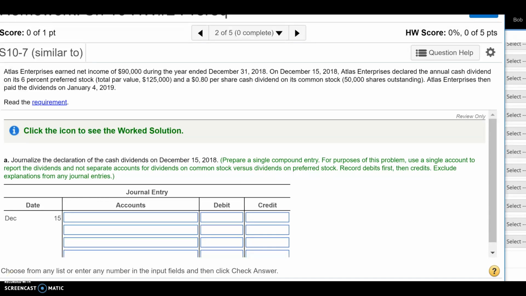Okay, our question on dividends. Take a minute and read this question. Put it on pause, read the question, and then come back to me and we'll break it down. Okay, so we want to analyze this dividend situation here. The company earned net income of 90. On December 15th, it declared an annual cash dividend on its 6% preferred and an 80 cents per share dividend on common. So take a minute and rough out what you think that dividend would look like. I'll come back.